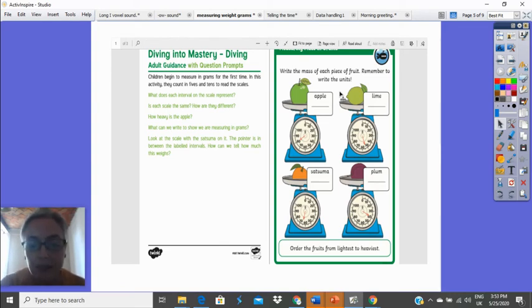Now, order the fruits from the lightest to the heaviest. It talks here about mass, right? The mass of each piece of fruit. Mass is basically how heavy it is, how heavy something is. Everything has a mass on planet Earth. If you go into space, that mass doesn't exist because there is no gravity. But you just really have to remember that mass is the weight of something. So work through them.